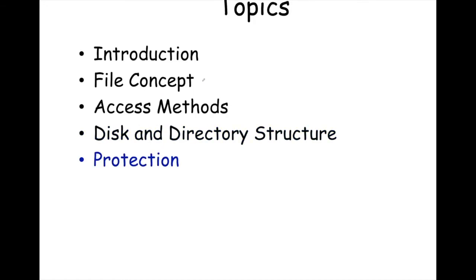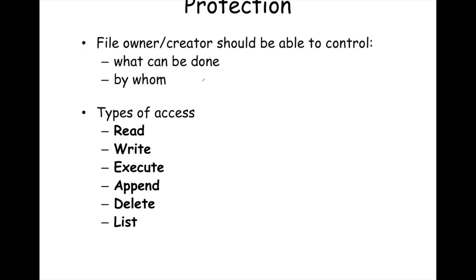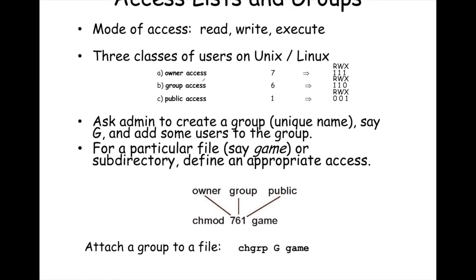So let's look a little bit lastly at protection. Files have creators, and the creator of the file, the one who creates the file and starts writing to it, is typically the owner. Since you created the file or initiated the data in that file, the owner should be able to control what can be done to it and who can do that operation to it. So the types of access to a file include reading the file, writing the file, executing the file, appending to the file, deleting the file, and listing the contents of the file. In most Unixes, mode of access talks about read, write, and execute operations.